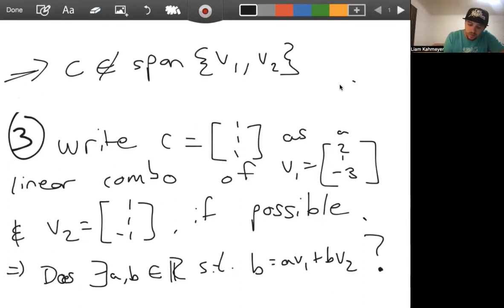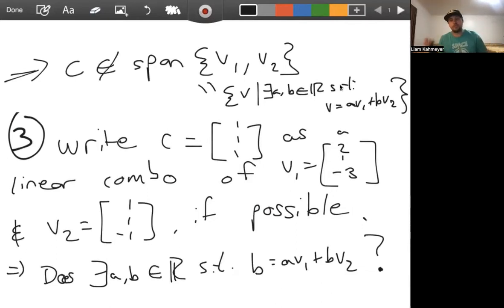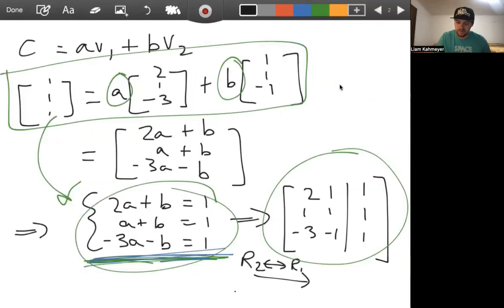Because remember, what is the span as a set? This is the set of vectors v such that there exist a and b in R such that v equals a v1 plus b v2, right? That's by definition what the span is. It's the set of all vectors that can be obtained as a linear combination of the original vectors. So if on the final you were asked to make a conclusion about the spanning set of v1 and v2, you would be able to say that C is not an element of the spanning set for v1 and v2.